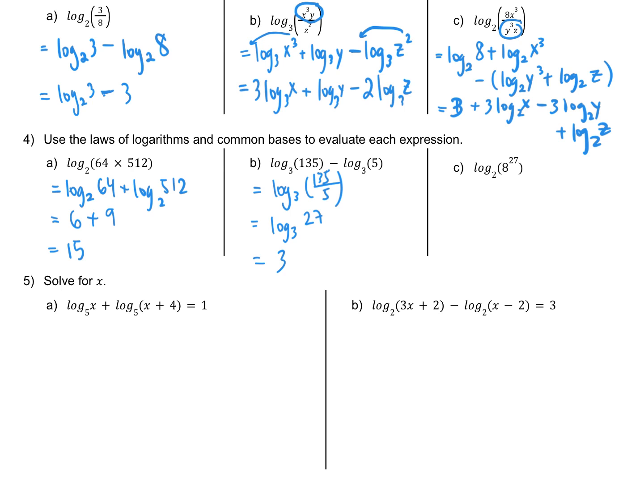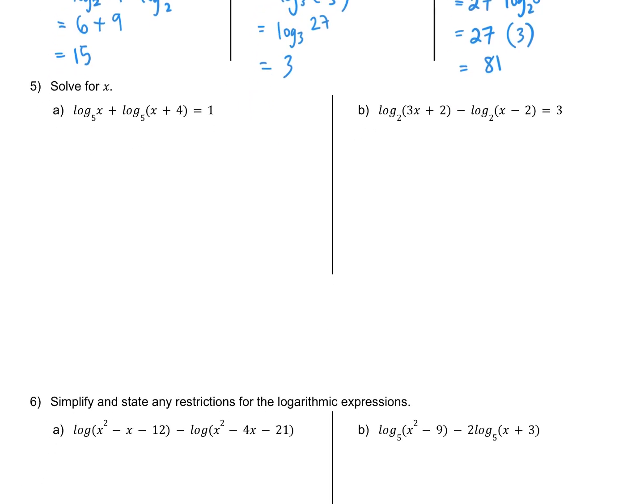And the last one here, log of 8 to the power of 27 base 2. Now instead of me doing 8 to the power of 27, I can use my log law and bring that exponent out in front. So find log 8 base 2 and then multiply that by 27. And I know 2 to the power of 3 is 8, so there we are. And then 27 times 3 is 81. So here is the actual use of those laws to help us evaluate expressions without our calculators.